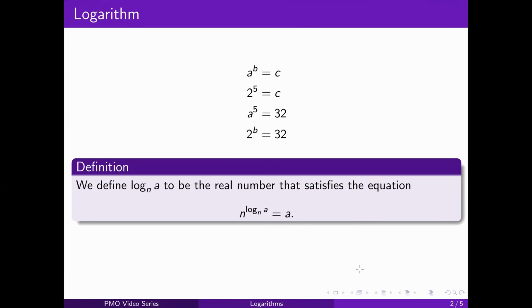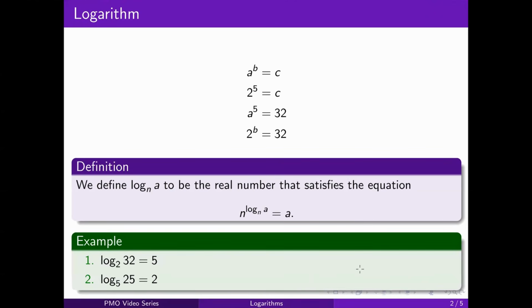Great. Now, here are some examples of logarithms. The first one is from our example above. The logarithm of 32 base 2 is equal to 5 because 2 raised to 5 equals 32. Similarly, the logarithm of 25 base 5 is 2 because the exponent that you need, given a base of 5, to get 25 is 2. So logarithm of 25 base 5 is 2.